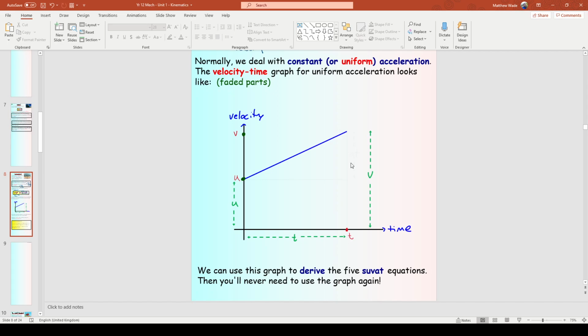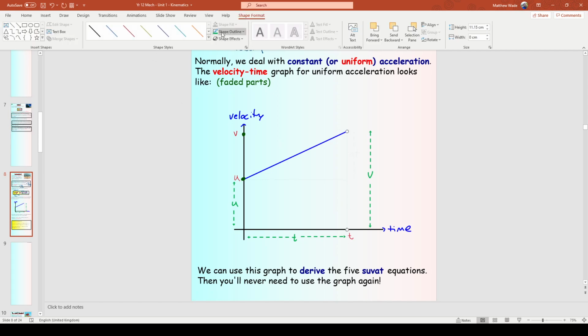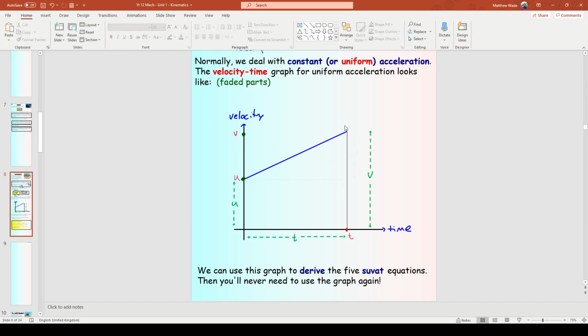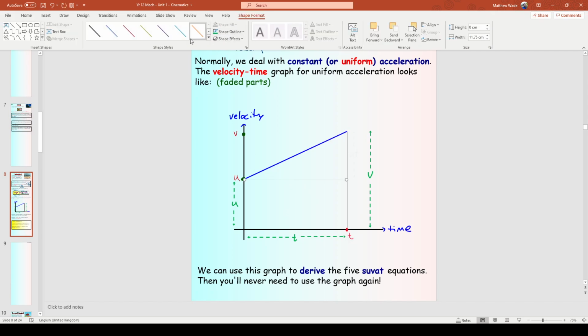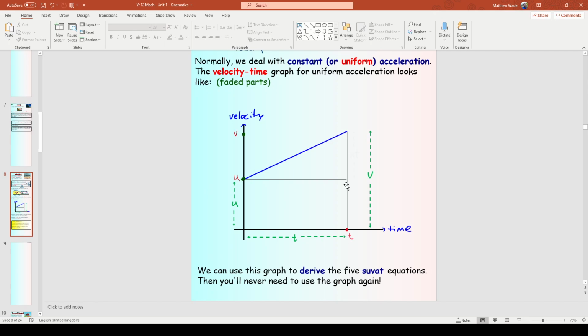Cool? Which means all I have to do is pop, oops. Oh no, it's not working this time. How come that's not working? Shape outline. Oh dear. There we go. Okay. So that means I can break this thing down so it looks like a trapezium, but I can break it across as well so that it looks like a rectangle with a triangle.